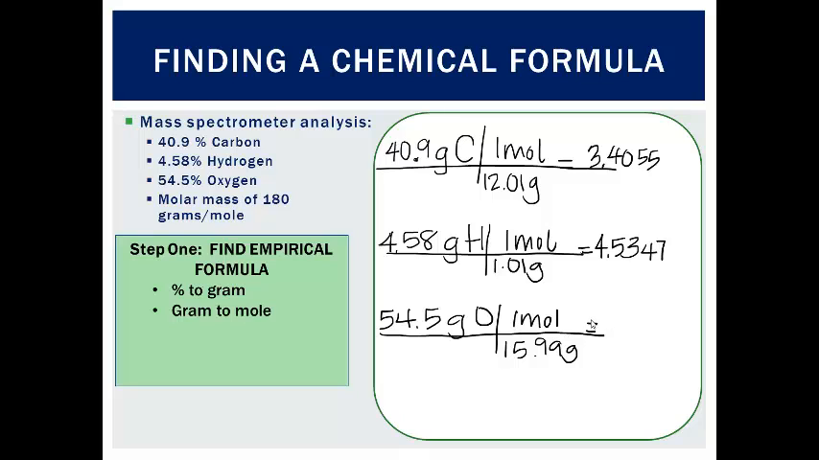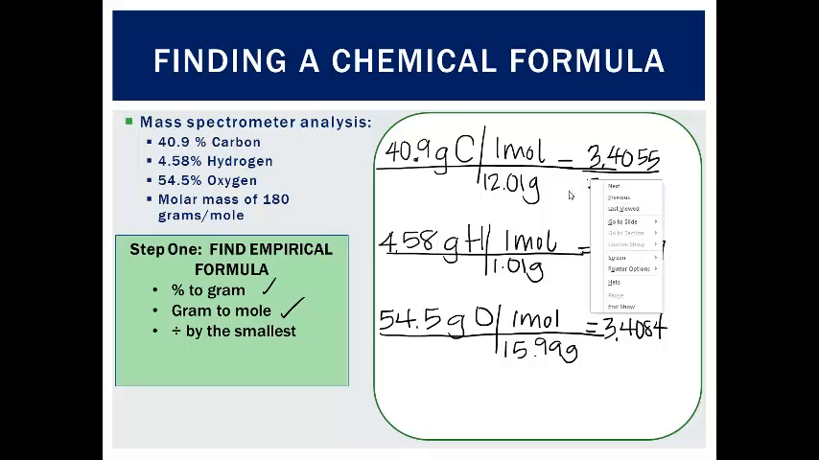And the last one, when we divide this, 3.4084. I have changed percent to gram, check, and gram to mole, check. Next step, divide by the smallest. So I look at these answers that I've gotten and I figure out which answer is the smallest. 3.4055 is smallest, so I divide all three answers by that number.